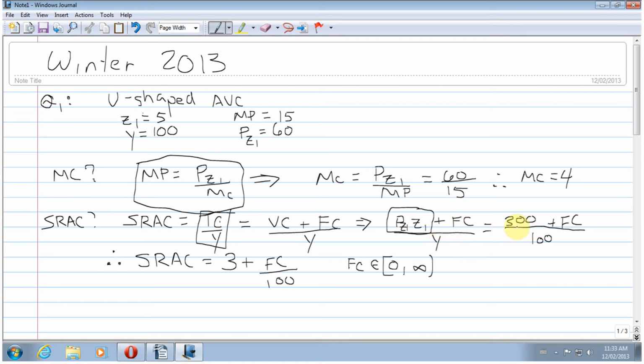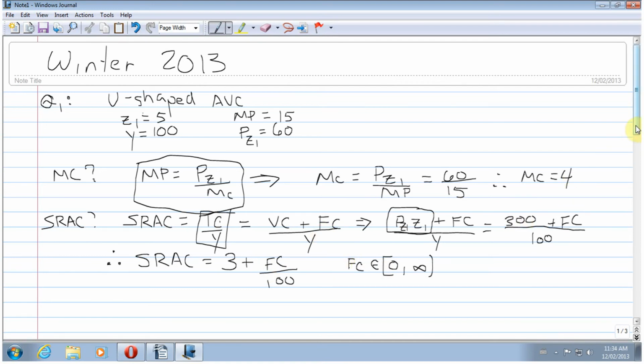So putting that into numbers, that's 60 times 5 is 300, plus fixed cost over 100. I didn't make any assumptions about whether there was a fixed cost or not, so my short run average cost becomes 3 plus 1/100th of the fixed cost, where, and this is just mathematical notation for the fixed cost, can be anything between 0 and infinity.